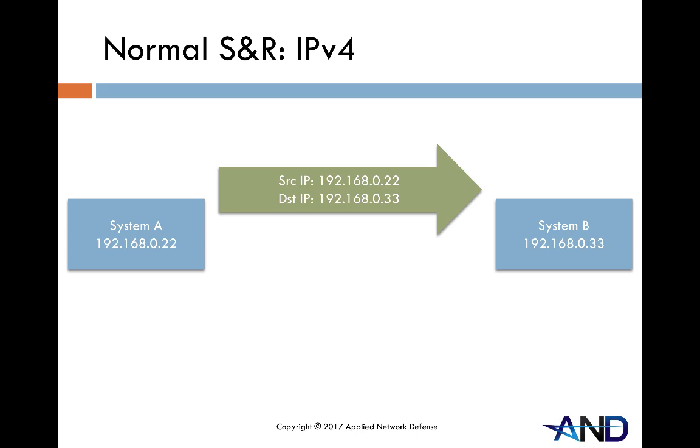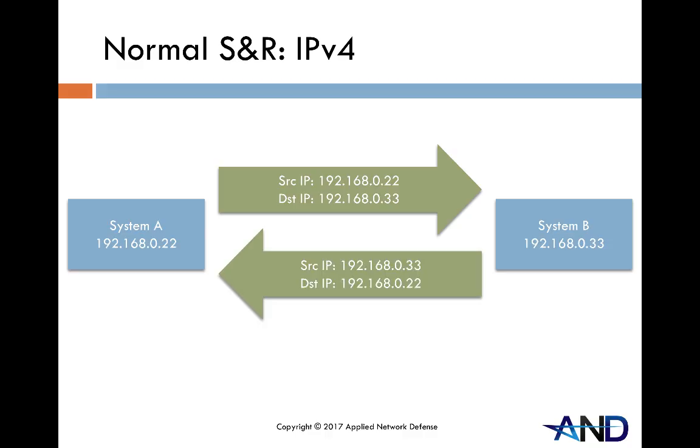And generally speaking, when you see communication between devices with IP addresses, you're going to get what you expect to see, right? The source IP is in the source IP box. The dest IP is in the dest IP box. When communication goes back the other way, then you reverse them.